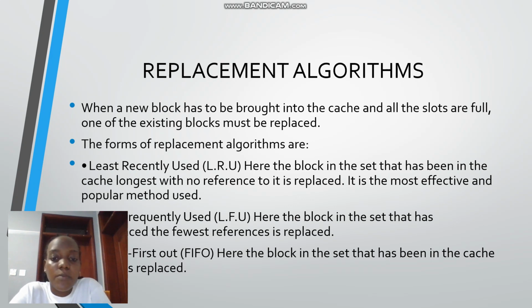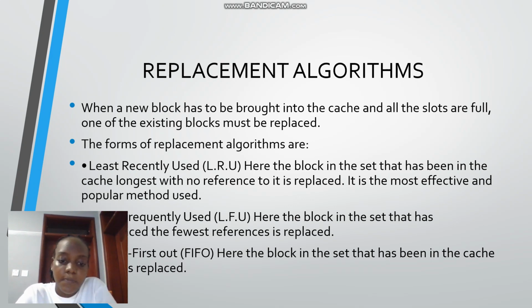Now the forms of replacement algorithms that we have: the least recently used. Here, the block in the set that has been in the cache longest with no reference to it is replaced. This has proven to be the most effective and popular method used. After that we have the least frequently used method, where the block in the set that has experienced the fewest references is the one that is replaced.